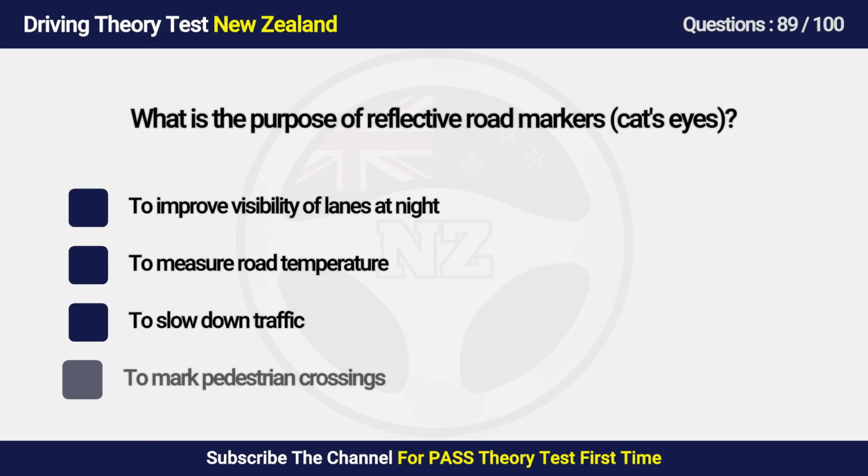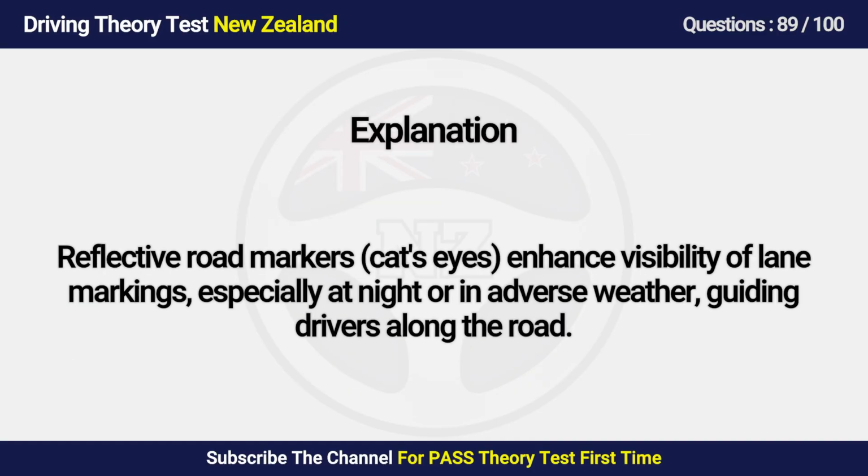Question 89. What is the purpose of reflective road markers, cat's eyes? A. To improve visibility of lanes at night. B. To measure road temperature. C. To slow down traffic. D. To mark pedestrian crossings. Answer is A. To improve visibility of lanes at night. Reflective road markers, cat's eyes, enhance visibility of lane markings, especially at night or in adverse weather, guiding drivers along the road.